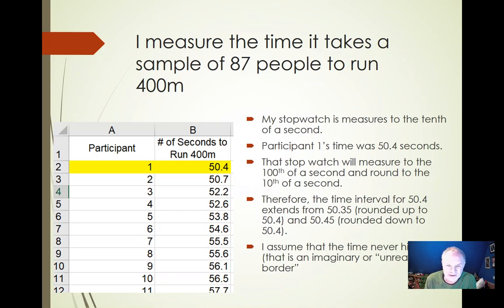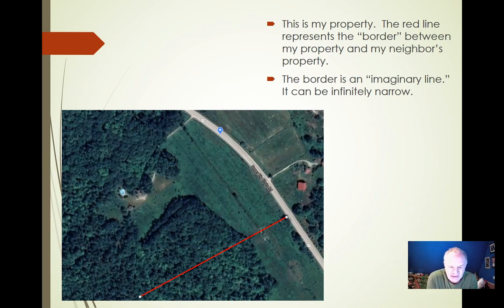Examples in the real world. This is where I live. That's my property that I live on. We have 100 acres. The red line on this Google Map image is the border between our property and our neighbor's property to the south. That line is an imaginary line.